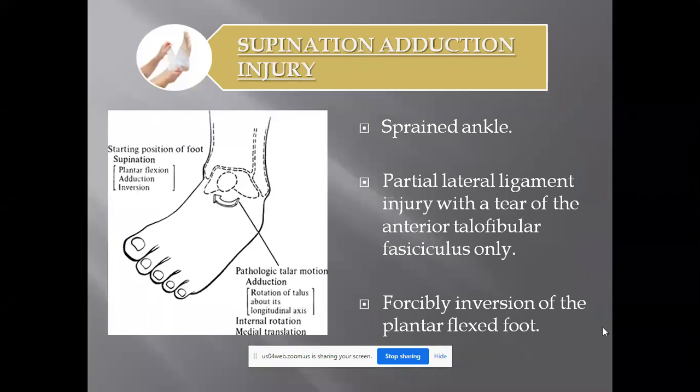Supination adduction injury. This is what happens to most people. The first thing is a sprained ankle. In the picture, it's clearly shown how the pathological talar motion, adduction, is happening because of internal rotation and medial translation. There is a partial lateral ligament injury with a tear of the anterior tibiofibular fasciculus only, possibly from inversion of the plantar flexed foot. The starting position of the foot is supination, plantar flexion, adduction, and inversion. This is the pathological way.